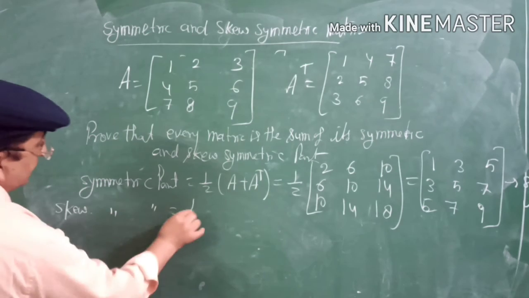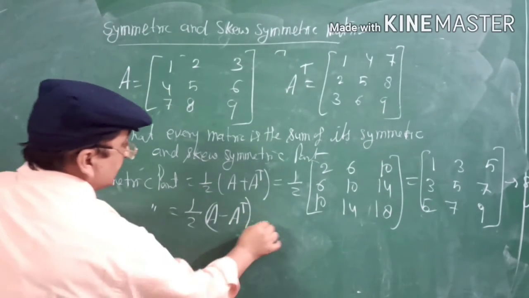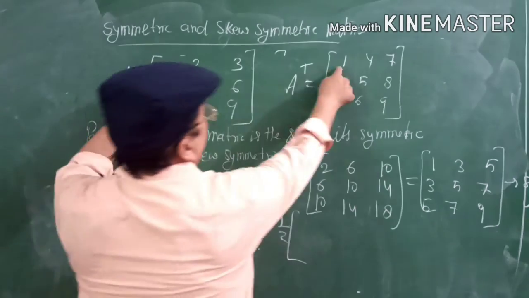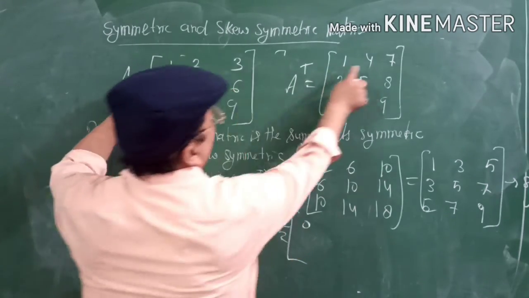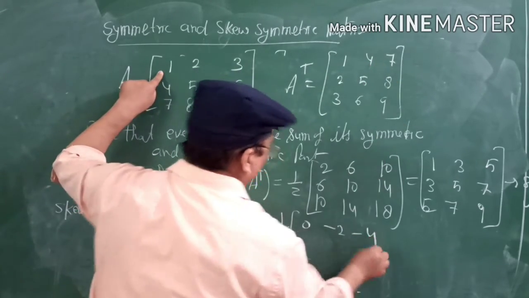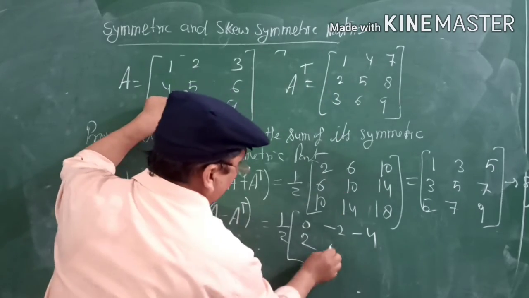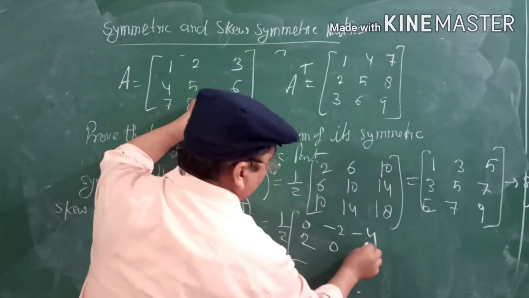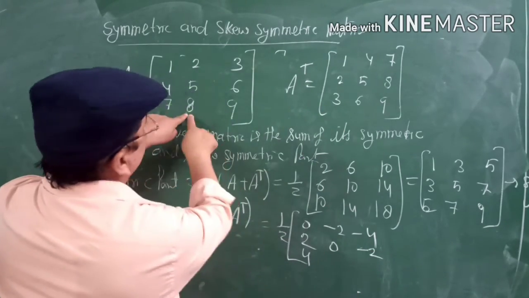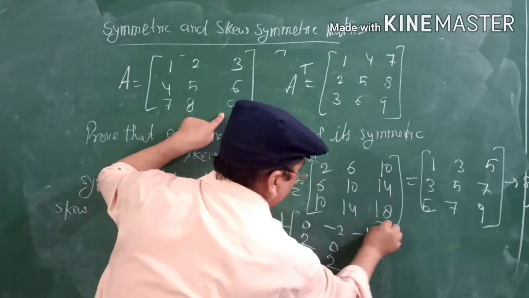Skew-symmetric part equals 1 by 2 (A minus AT), so 1 by 2 will come outside. A minus AT: 1 minus 1 equals 0. 2 minus 4 equals minus 2. 3 minus 7 equals minus 4. 4 minus 2 equals 2. 5 minus 5 equals 0. 6 minus 8 equals minus 2. 7 minus 3 equals 4. 8 minus 6 equals 2. 9 minus 9 equals 0.